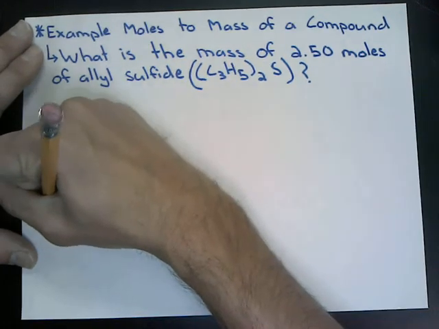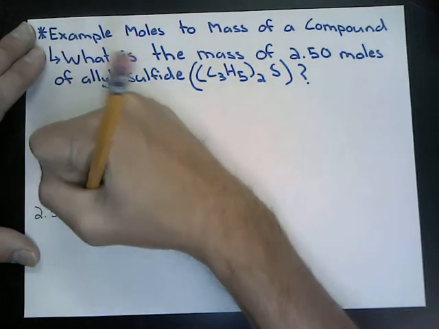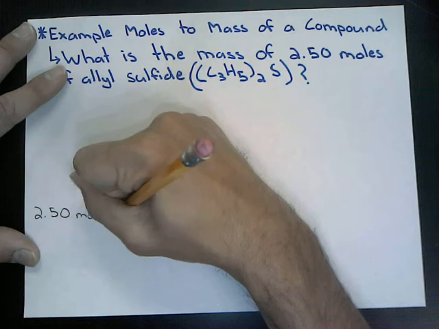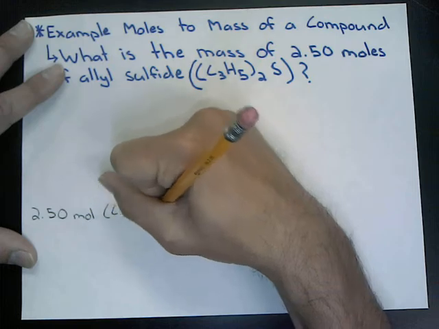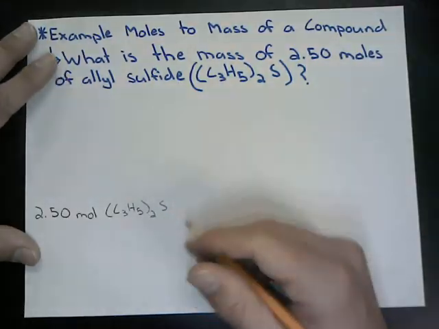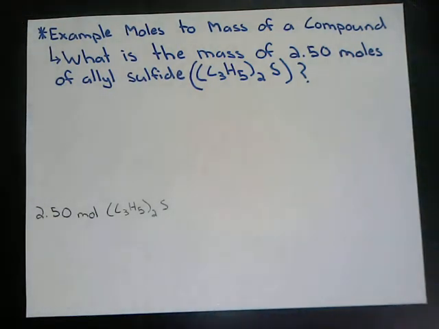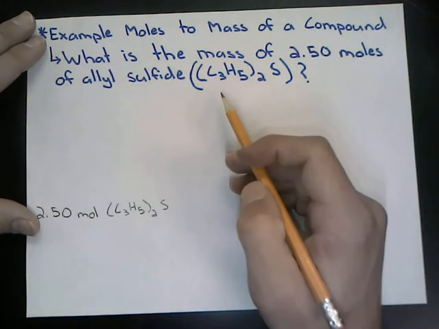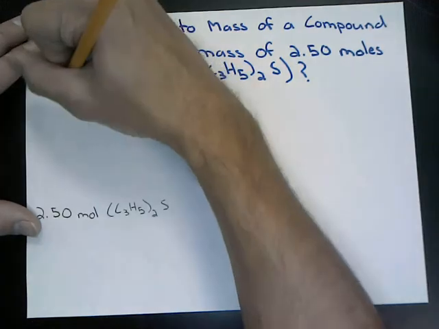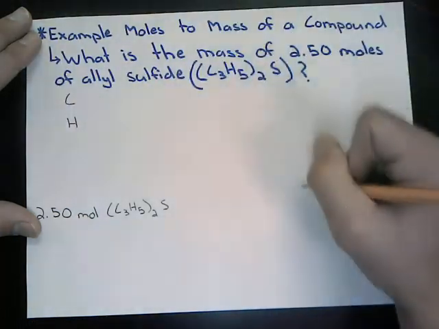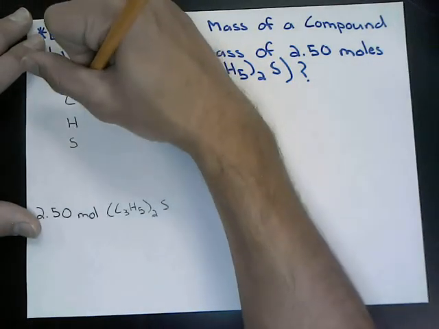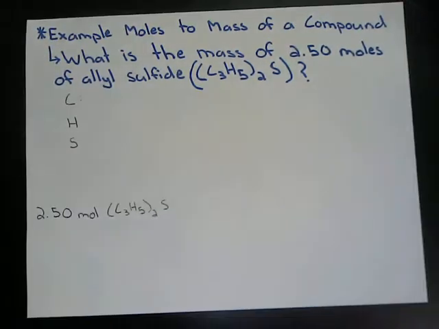So I have 2.50 moles of allyl sulfide, which has the formula C3H5 subscript 2 and then S for sulfide. So I'm going to leave that right here because step 2 says, hey, find the molar mass of this compound. So again, to find the molar mass, we're just going to list out each and every element that is involved in this particular formula. So we have C for carbon, we have H for hydrogen, and then we also have S for sulfur. Now we do the same things that we just did a few moments ago to be able to find out the molar mass.